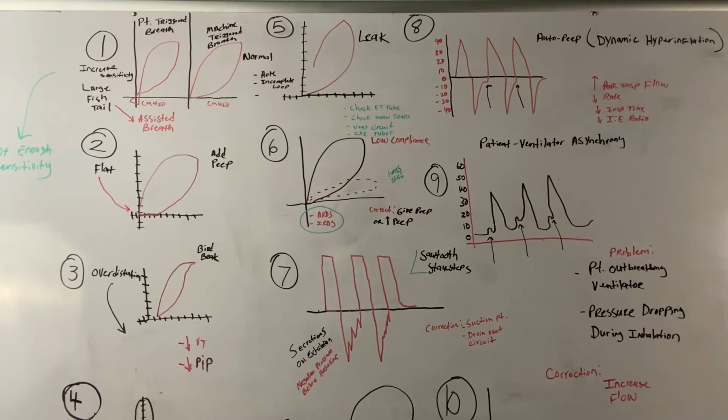Number three is a bird beak. Very popular on the exam, it represents overdistension. To correct it, decrease the tidal volume, decrease the PIP.